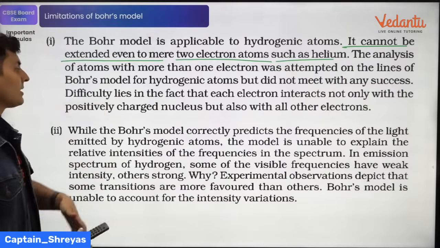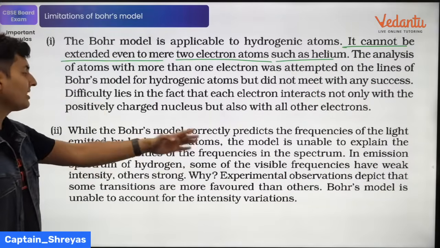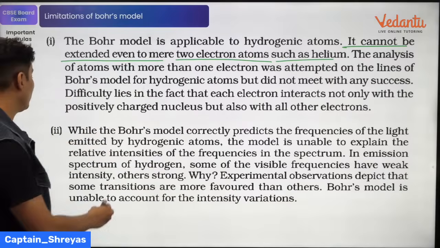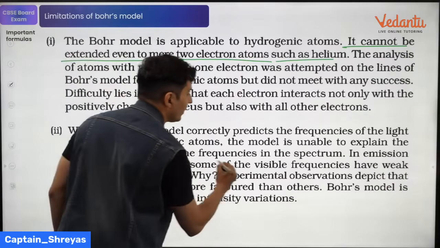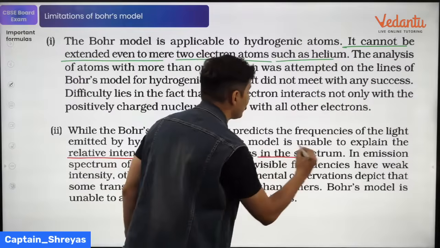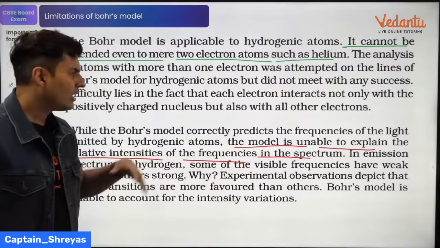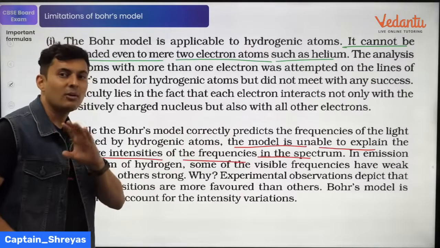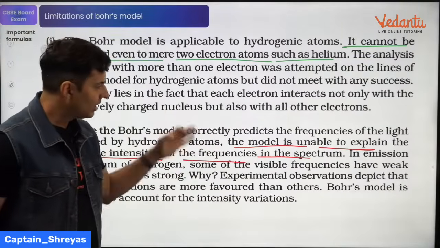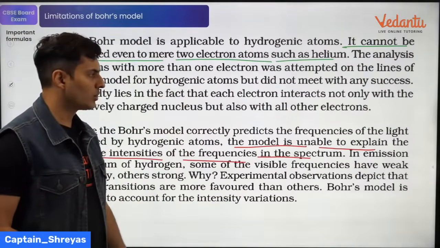Another thing is, although it predicts frequencies for the hydrogen atom, it is unable to explain the relative intensities of frequencies in a spectrum. Why certain wavelengths are more intense, why certain wavelengths are less. That relative change in intensity was not being predicted by Bohr. So that's a limitation of Bohr's model.